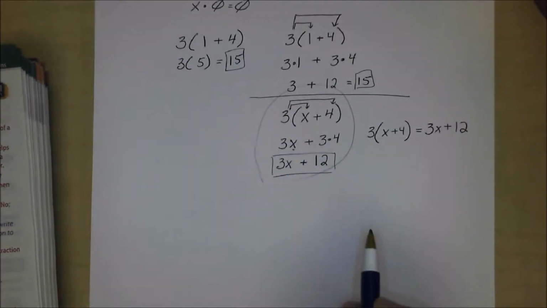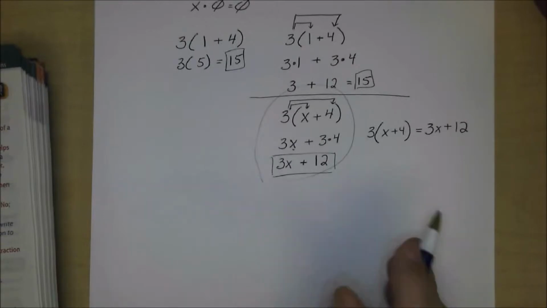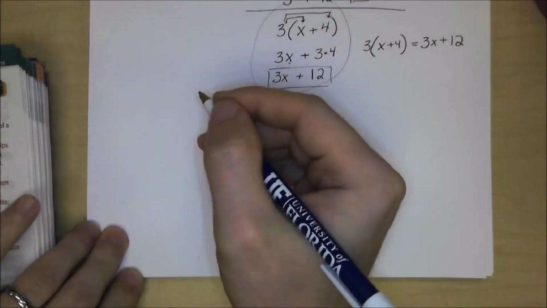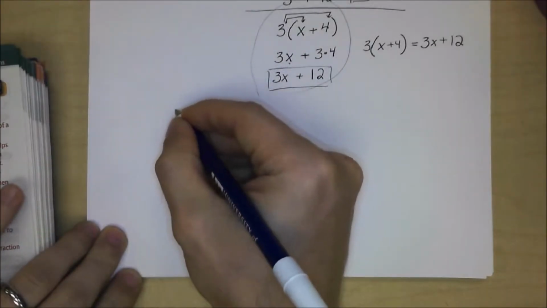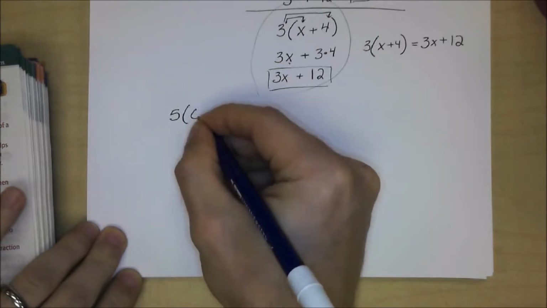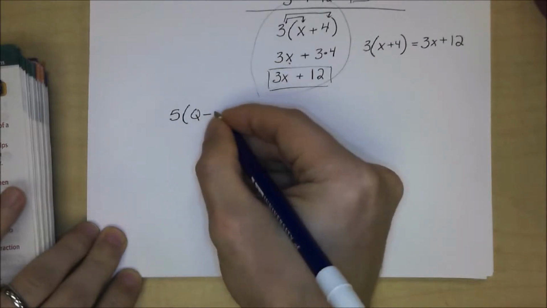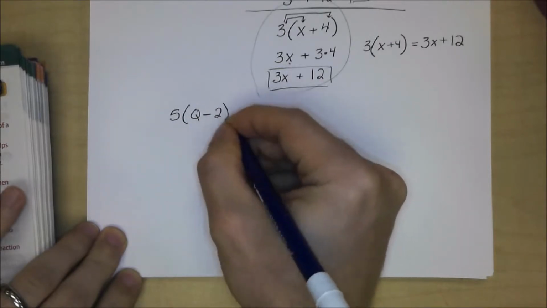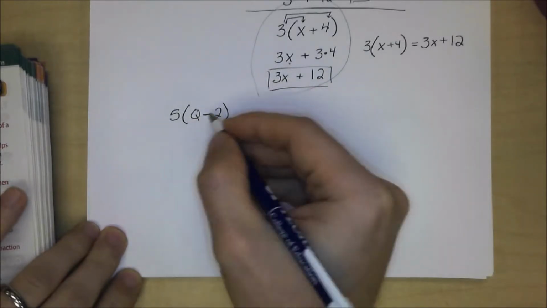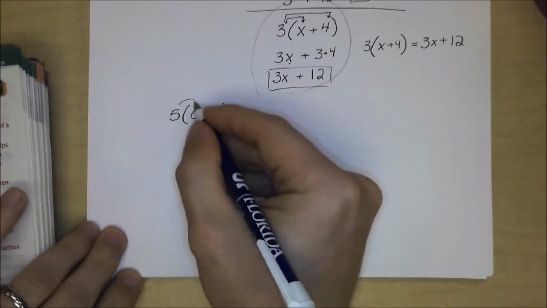So let's take a look at some other examples. Let's do a subtraction one next. Let's say I had 5 times the quantity q minus 2. Well, I've got 5 times q.